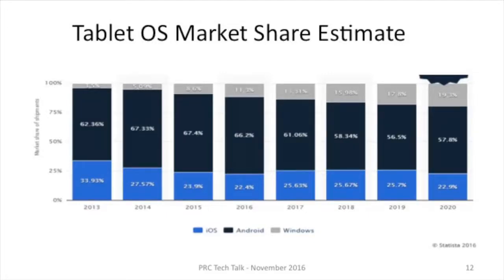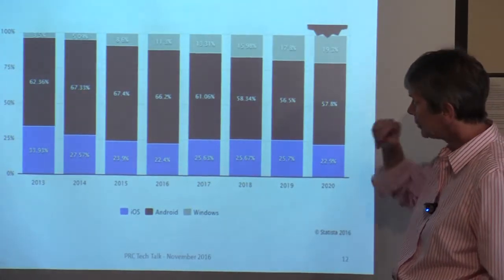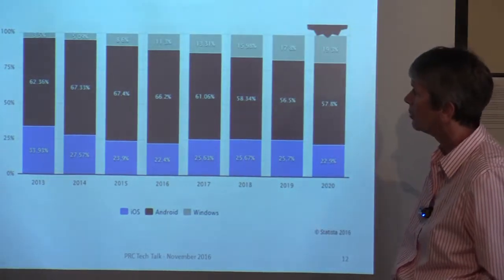So what makes up all those sales? Here's a market share estimate based on operating system. The blue here is the Apple operating system. It's called iOS. The black is all Android operating system tablets. And the gray here, which is starting to show some growth, is Windows. Now this is again just a forecast from some marketing people, but they're expecting Windows to start growing.